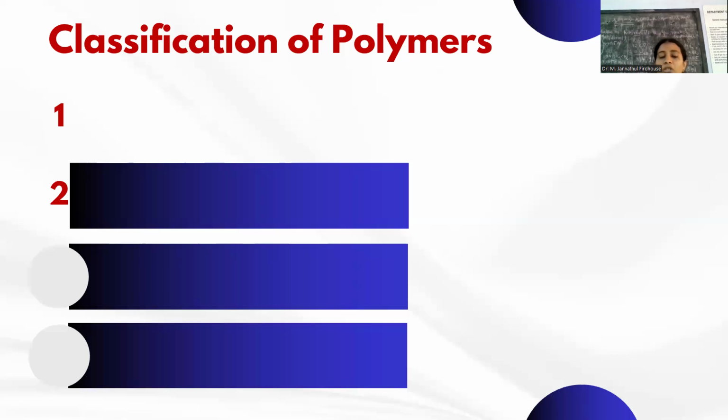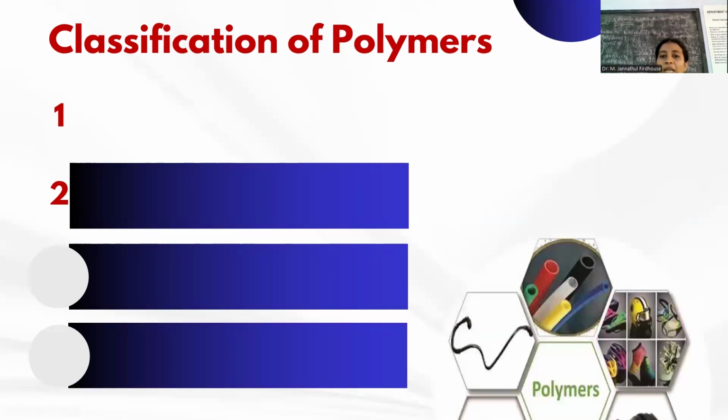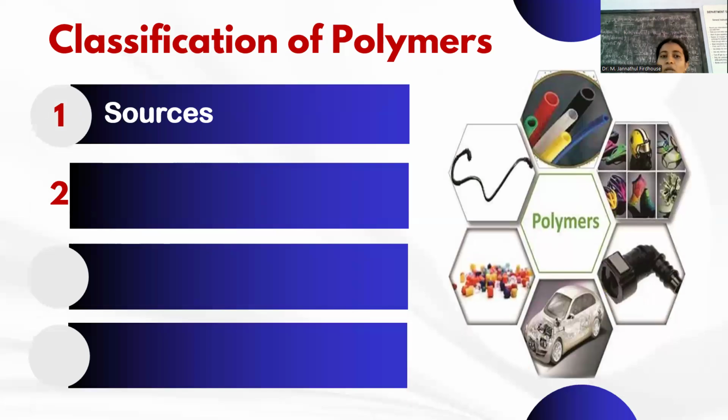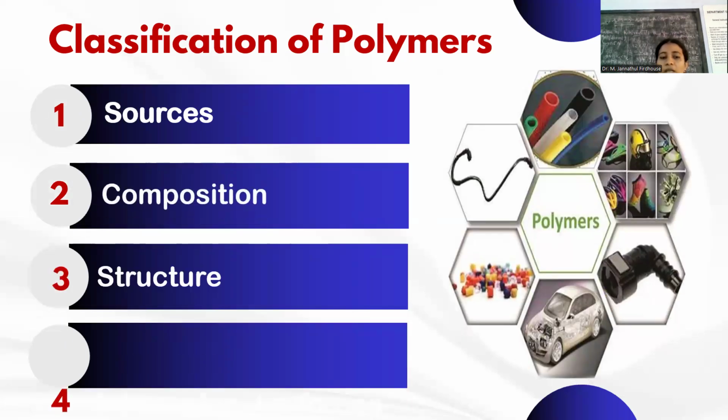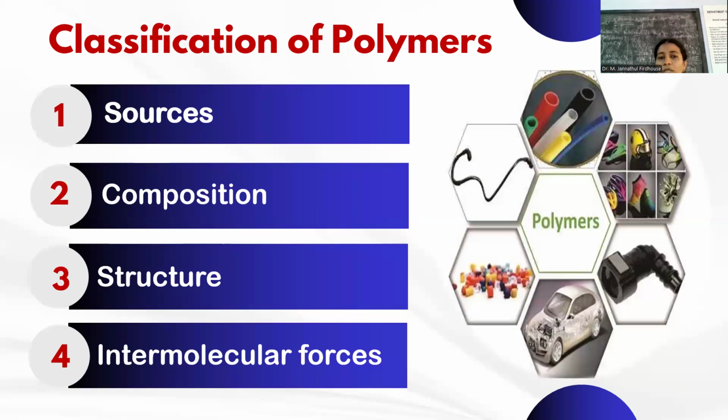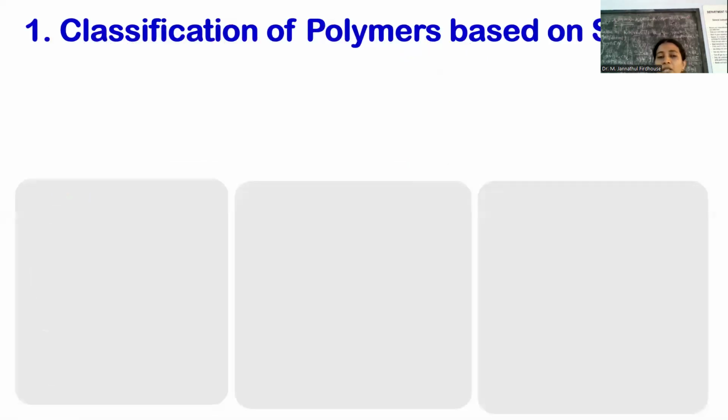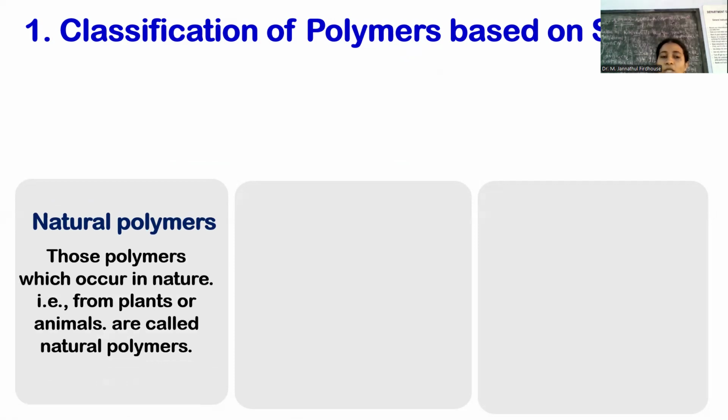Coming to the classification of polymers, polymers can be classified based on source, composition, structure, and finally intermolecular forces. So the first classification is classification of polymers based on source. It can be classified as natural polymers. Those polymers which occur in nature, that is from plants or animals, are called natural polymers. Example, proteins, cellulose, etc.